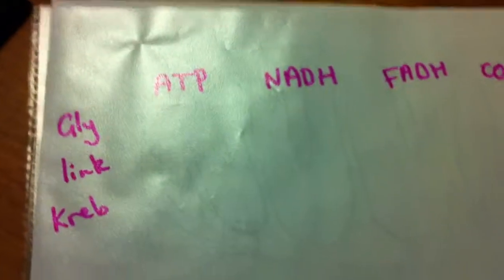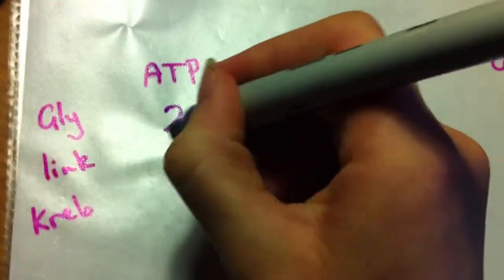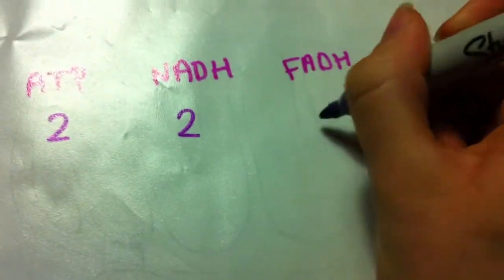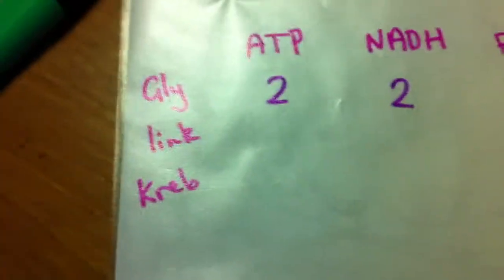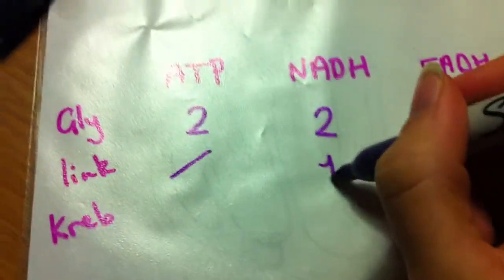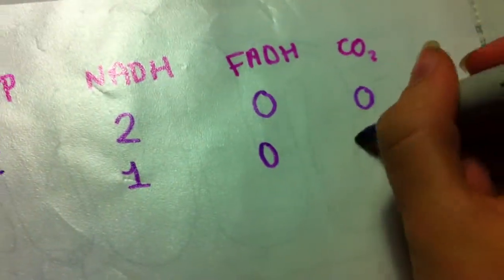Okay, so just to give the running total so far, in glycolysis we got a net of 2 ATPs, we got 2 NADH, we got 0 of those, and we didn't get any CO2. Link reaction, didn't get any ATP, we got one of these, none of these, and one of these.